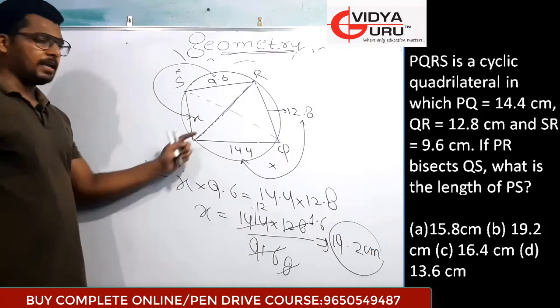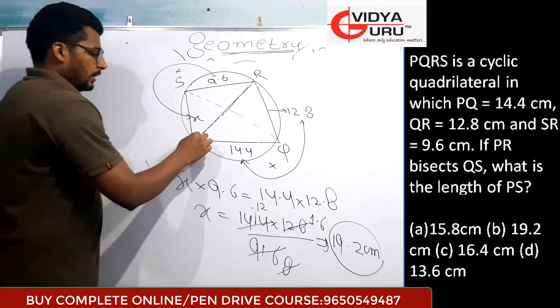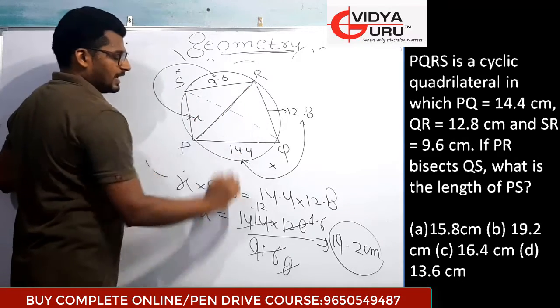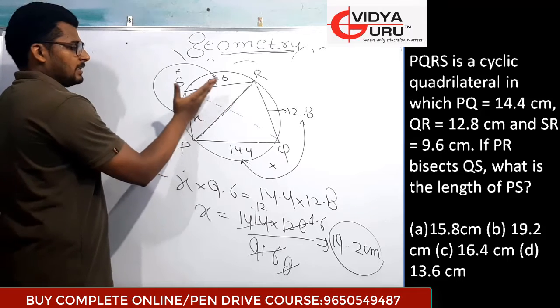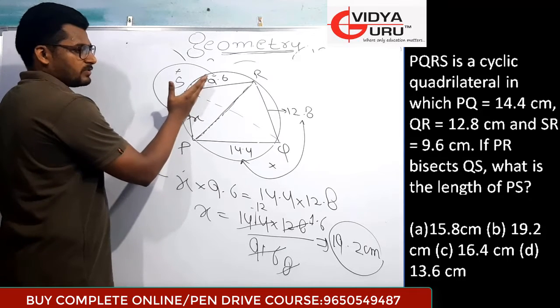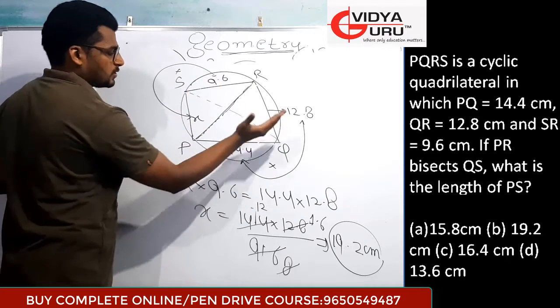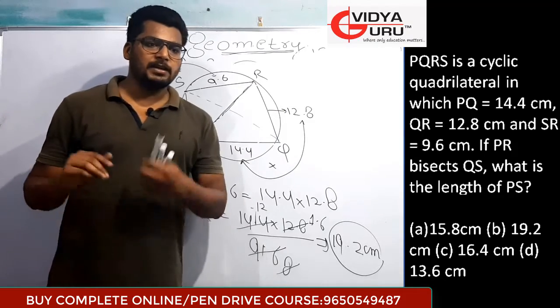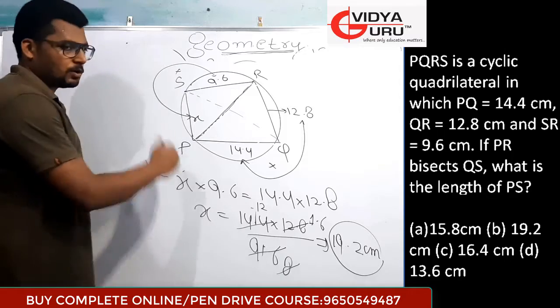That is the measure of SR. Again I am telling you the property. If this diagonal PR is bisecting QS in a cyclic quadrilateral, then the multiplication of sides on this side will be equal to the multiplication of sides on this side. Then what will be the PS? PS will be 19.2. Option number B is the correct option.